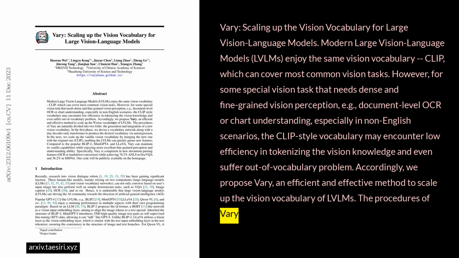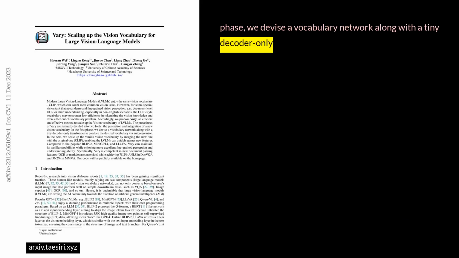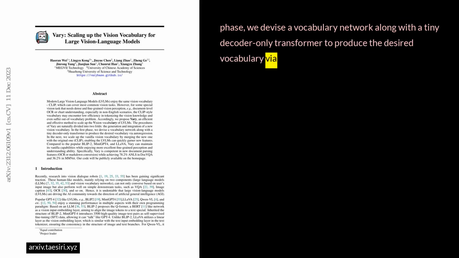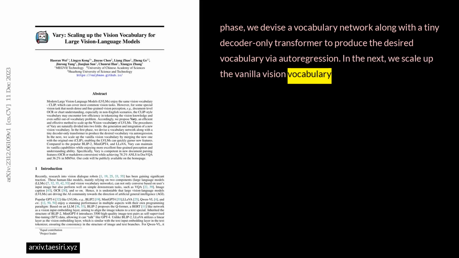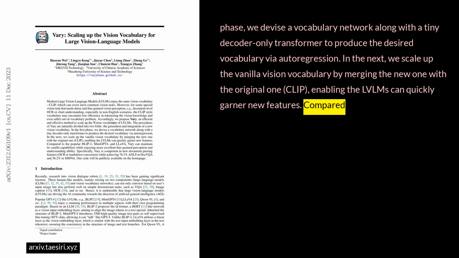The procedures of Vary are naturally divided into two folds: the generation and integration of a new vision vocabulary. In the first phase, we devise a vocabulary network along with a tiny decoder-only transformer to produce the desired vocabulary via autoregression. In the next, we scale up the vanilla vision vocabulary by merging the new one with the original one, CLIP, enabling the LVLMs to quickly garner new features.